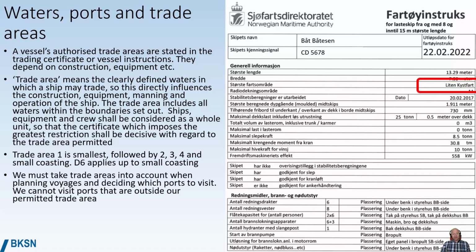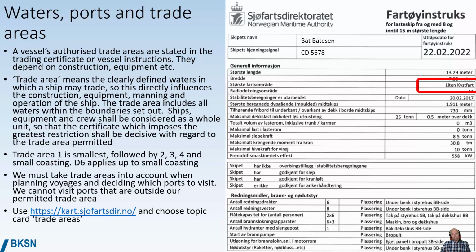And we must take the trade areas into account when we're planning voyages and deciding which port to visit. We cannot visit ports that are outside our permitted trade area or that require us to sail through areas that are outside our permitted trade areas.